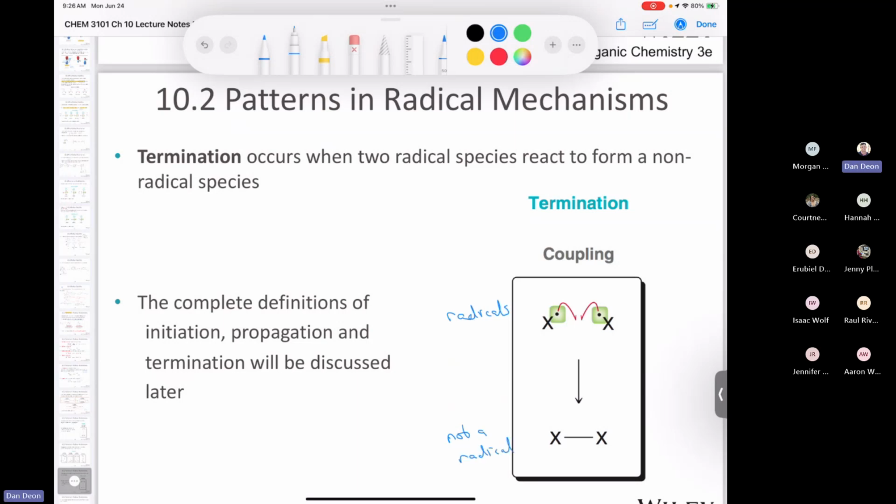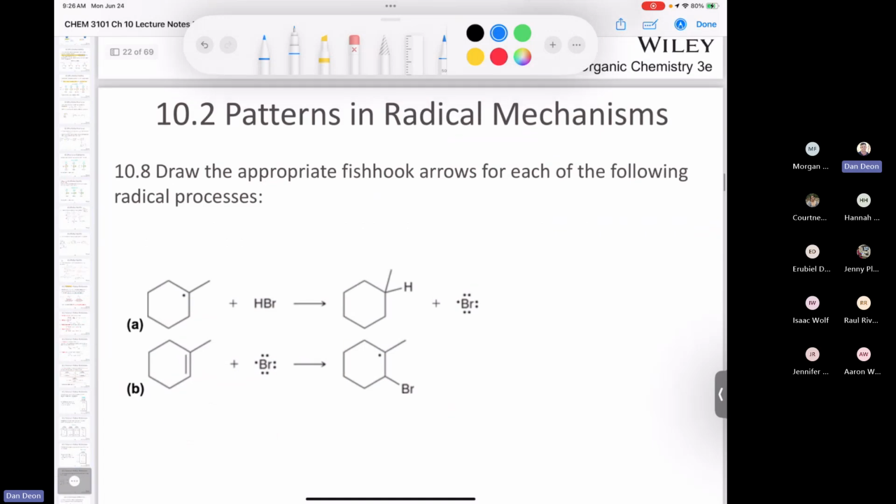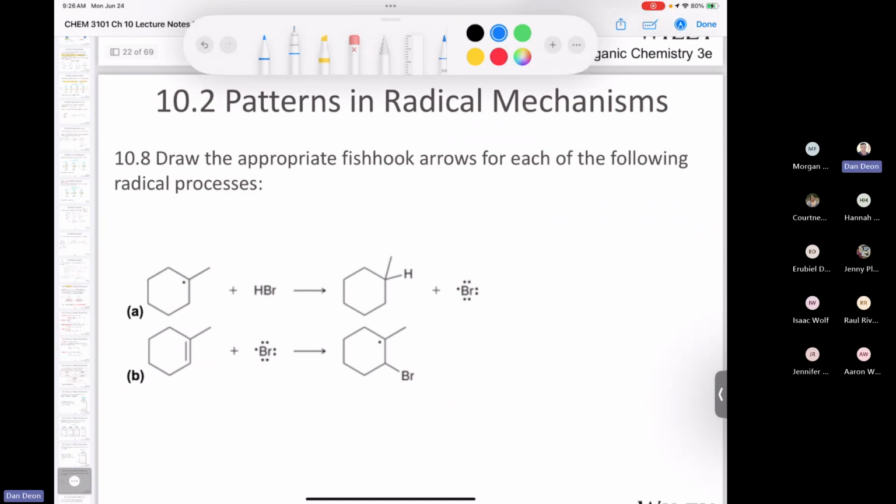Okay, the coupling or the termination step is usually students' favorite step because I will literally accept any 2 radicals coming together. If the 2 radicals exist in the reaction mixture, you can show any 2 coming together, and that counts as a termination step. All right. Now, do you have to be able to draw some fishhook arrows for some radical processes? Absolutely, absolutely. So let's see if we can put some fishhook arrows together.